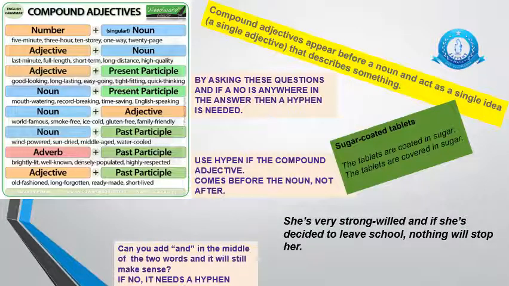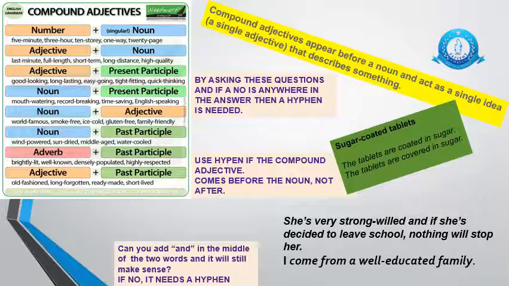Let's have another look at an example. She's very strong-willed, and if she's decided to leave school, nothing will stop her. She's very strong, does make sense. She's very willed, doesn't make sense, add a hyphen. Okay? And she's very strong and willed, doesn't make sense, again we add a hyphen. Another example we can look at, I come from a well-educated family.